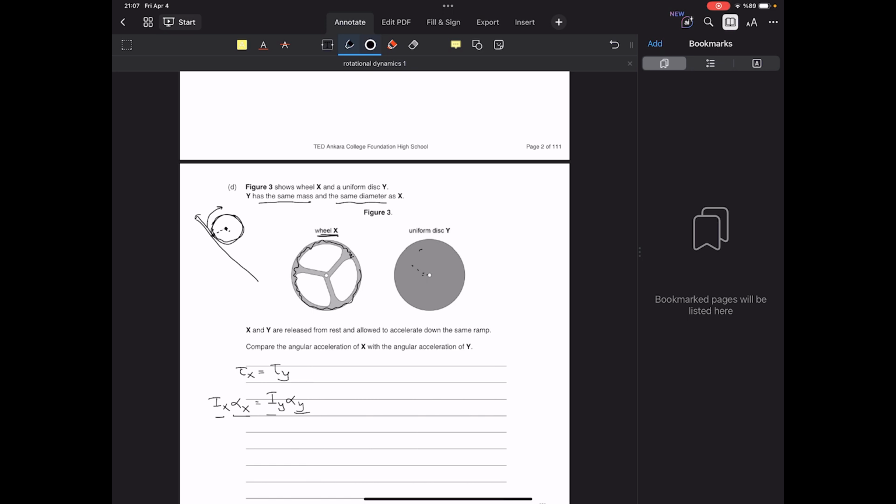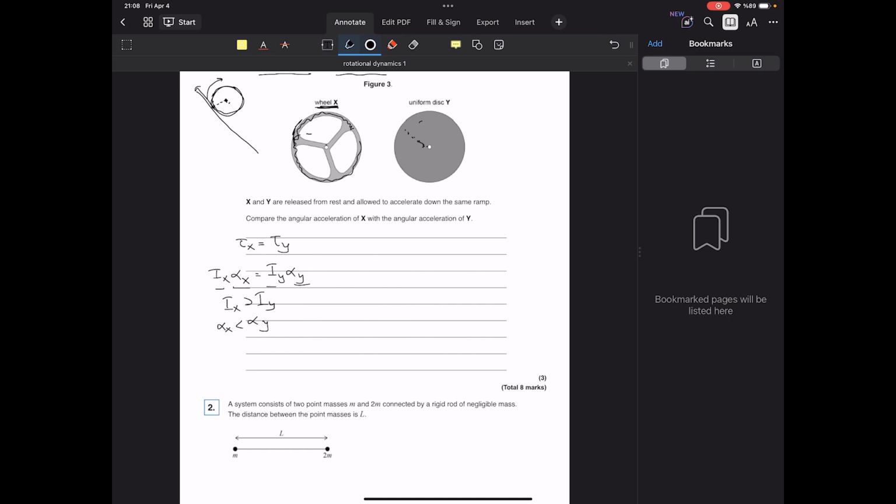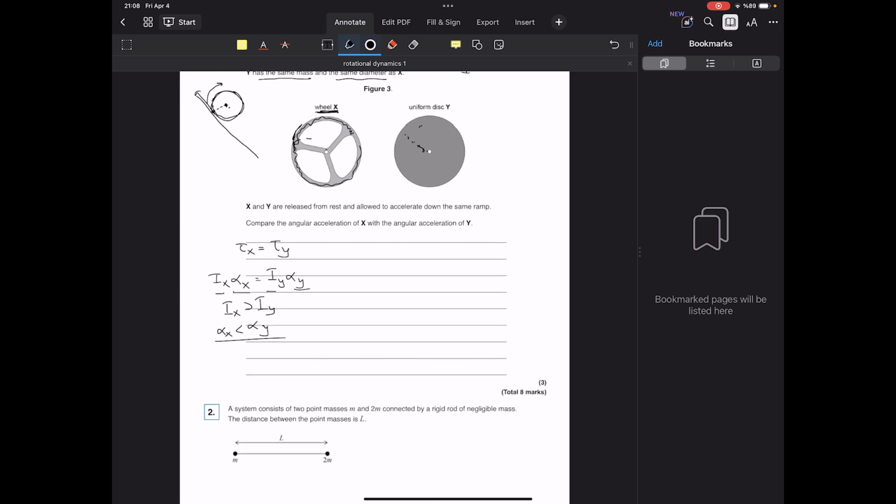So if you think about the moment of inertia for a point mass, that would be mr squared. Here, the radii are distributed equally for all points, while in wheel X, for example, this point has a much higher radius, and hence there is a larger mass concentrated on the outside, hence the moment of inertia is higher. So Ix is higher than Iy. This means that alpha x must be less than alpha y, so that the torques are equal. And there we go, we have compared the angular accelerations. You have to explain this, of course, in more detail for this question, but this is basically the general premise.